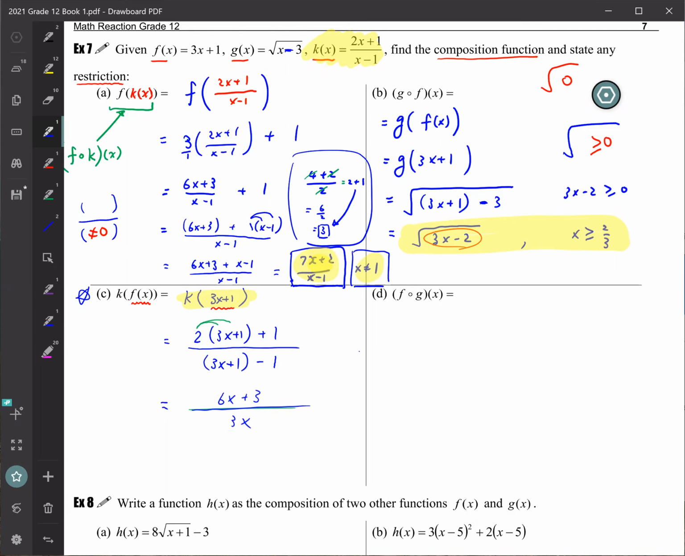So what else can we do here? Should this be the final answer? Can we simplify anything else? We could simplify the 6x. Okay, how do we do that? Divided by 2. Which one divided by 2? The 6x. Where does the 2 come from?